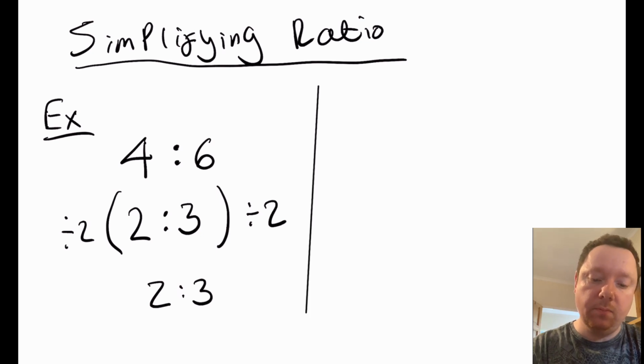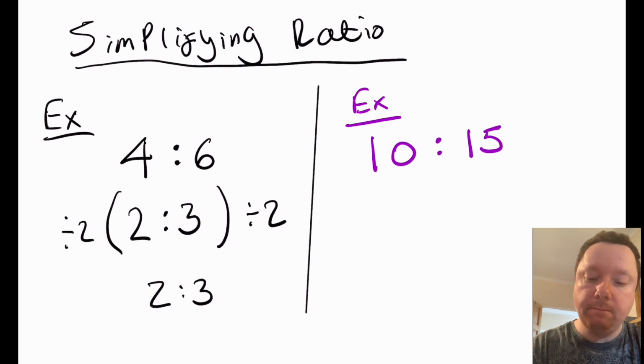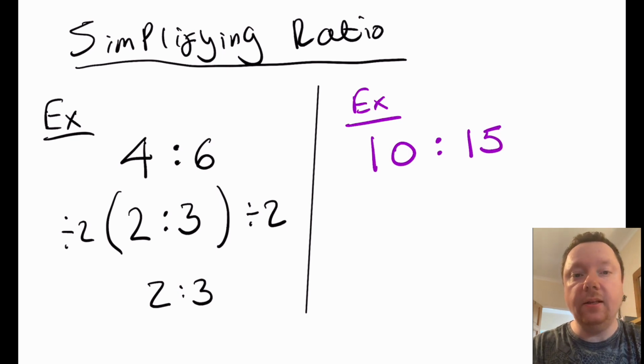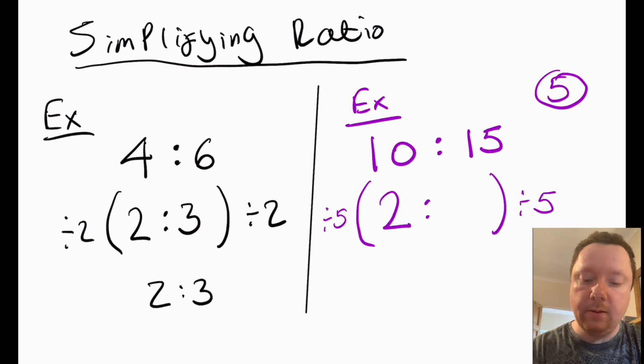Let's do a second example. So let's say we had the ratio 10 to 15. So I look at my numbers 10 and 15 and think, what's the biggest number, the highest common factor, that goes into 10 and 15? Well, that's 5. So 5's my key number. That's what I'm dividing by. So I divide the left hand side by 5, the right hand side by 5. 10 divided by 5 is 2. 15 divided by 5 is 3. So that simplified again is 2 to 3.